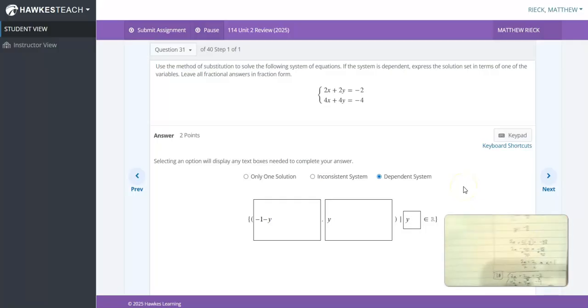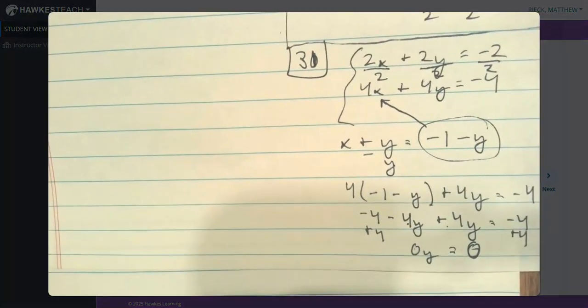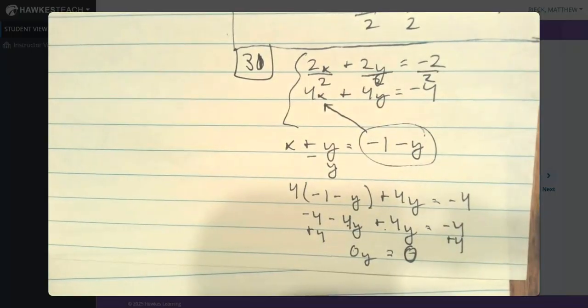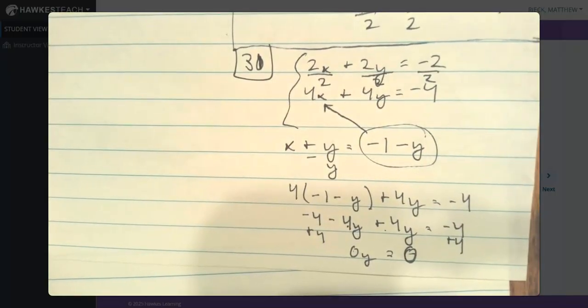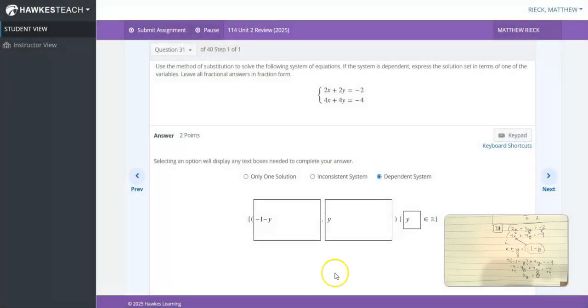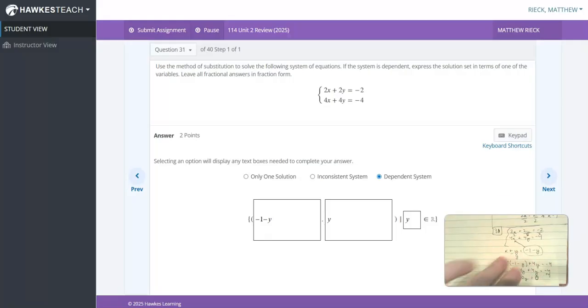So one possible solution is I could have y equals 0, and then my x would be -1. Another possible solution is I could have y equals -1, and then my x would end up being 0. So you have an infinite number of solutions, but they all have to have this form.